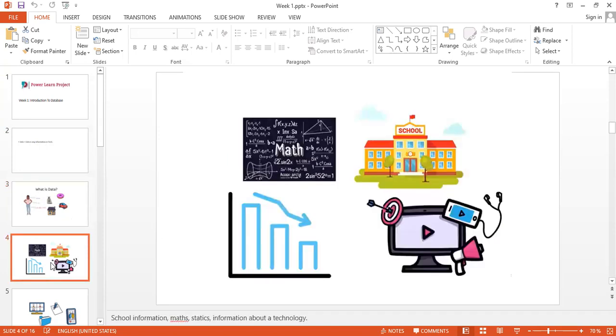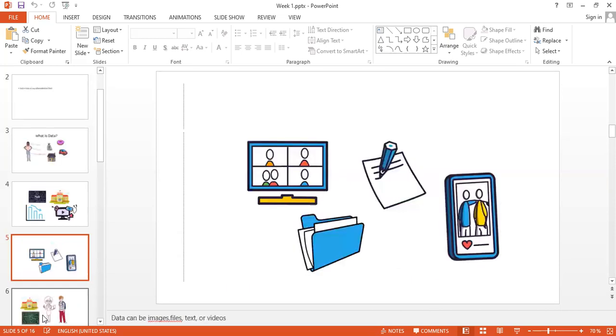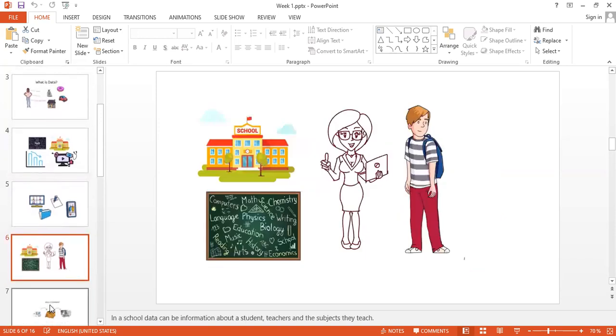Also, data can be school information such as maths, such as statistics. Also, it can be information about technology. Again, data can be in terms of images, files, text, or videos.